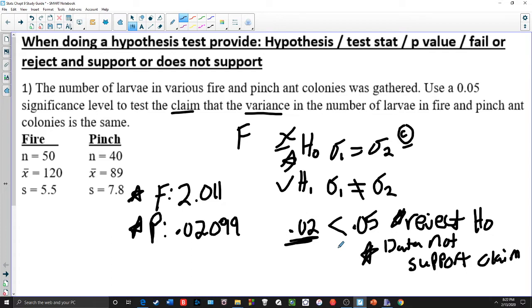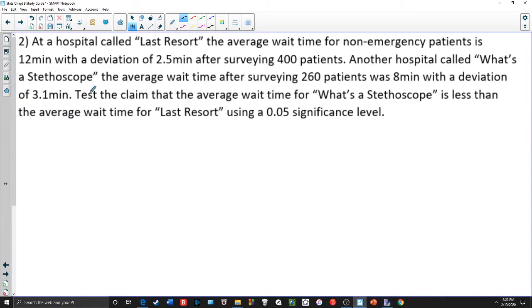And again, the rule of thumb is if P is low, you reject H0. If P is high, then you fail to reject H0, because P is testing how likely it is for H0 to be accurate. So if you have a very low P, it's a very low chance of H0 being accurate, therefore you reject it. If you have a very high P, you have a very high chance of it being accurate, therefore you fail to reject it. You don't support it, you don't accept it, you fail to reject H0. You support or don't support your claim, depending on which one you're throwing your lot in with, essentially. So let's go ahead and go to the next one here.